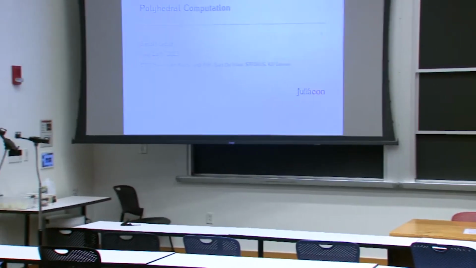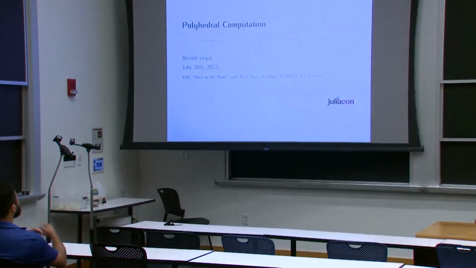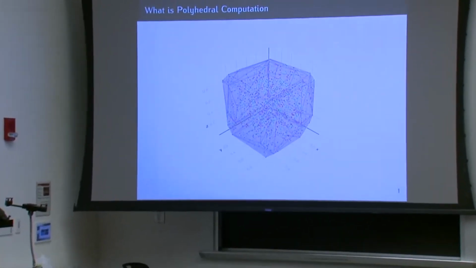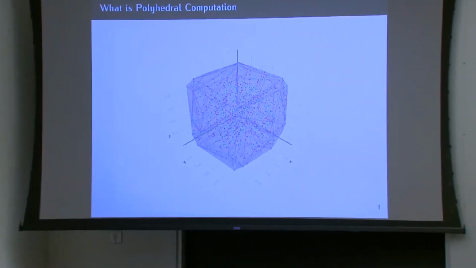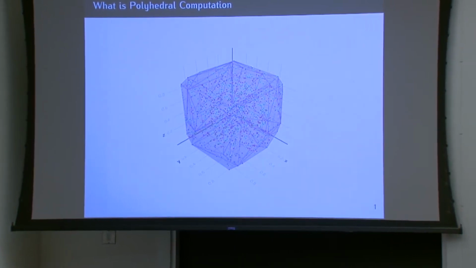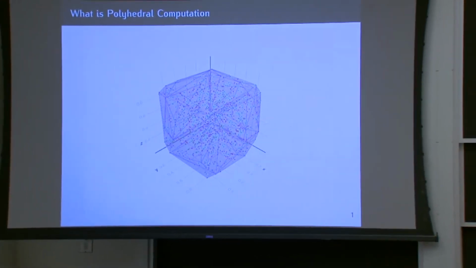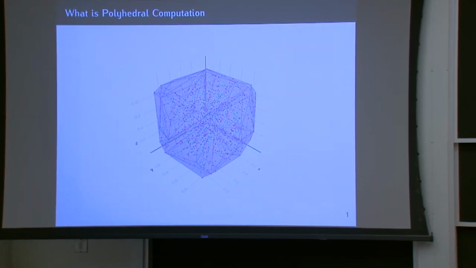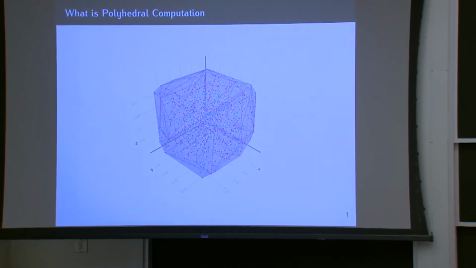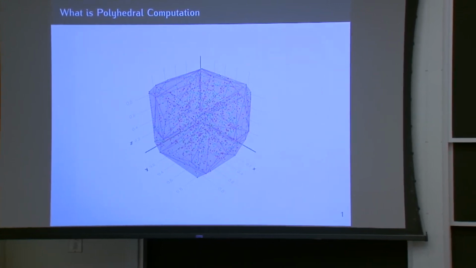So today I'm going to present Polyhedral Computation in Julia. I first explain what this is. It's better explained by just this picture. What we always have to do in Polyhedral Computation is, suppose you have a cloud of points and you want to obtain the convex hull of this cloud of points. And once you obtain the convex hull, which is shown in blue, you can represent it by all its faces.